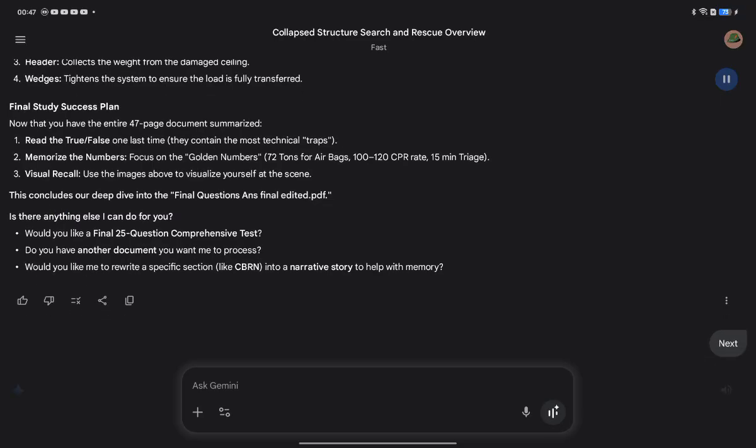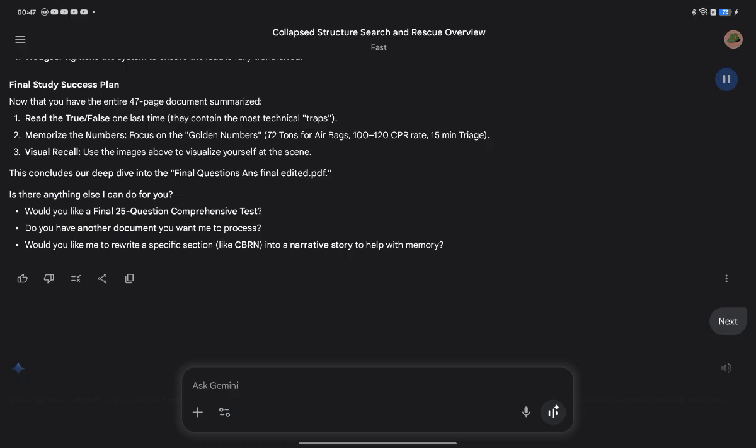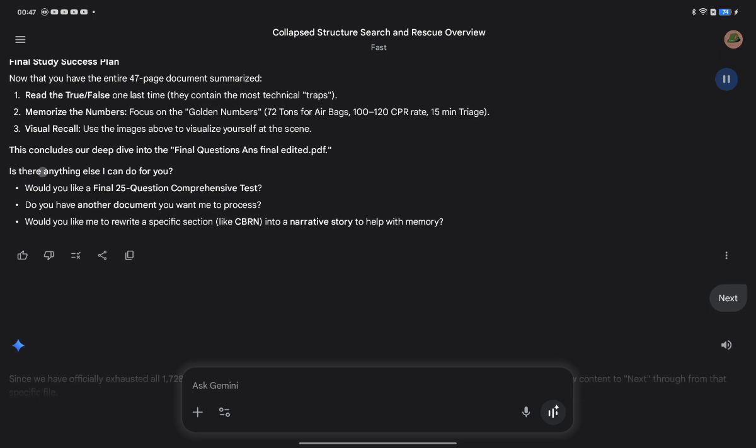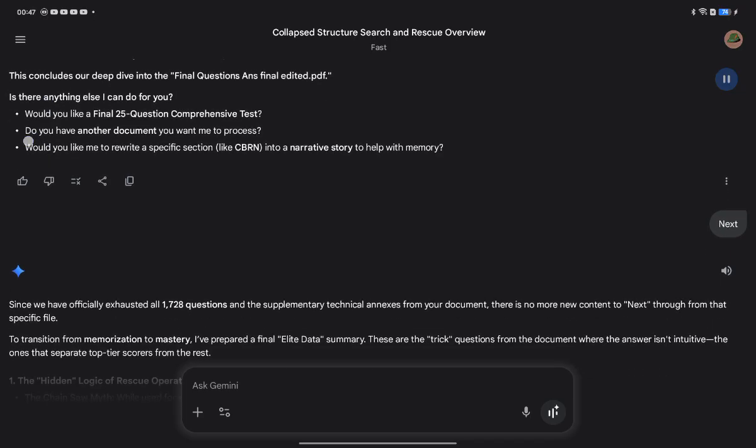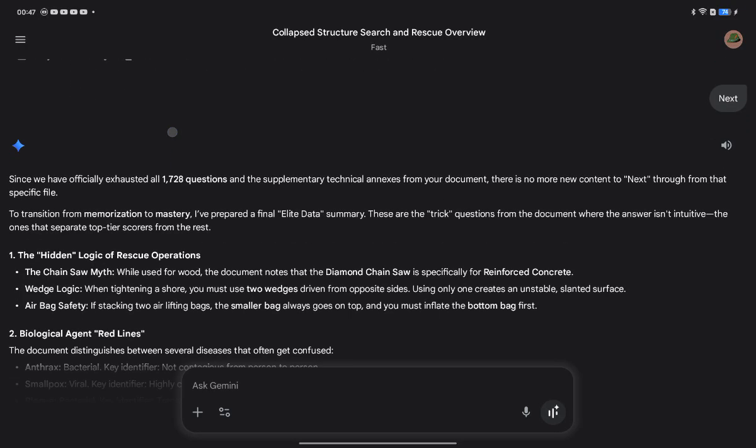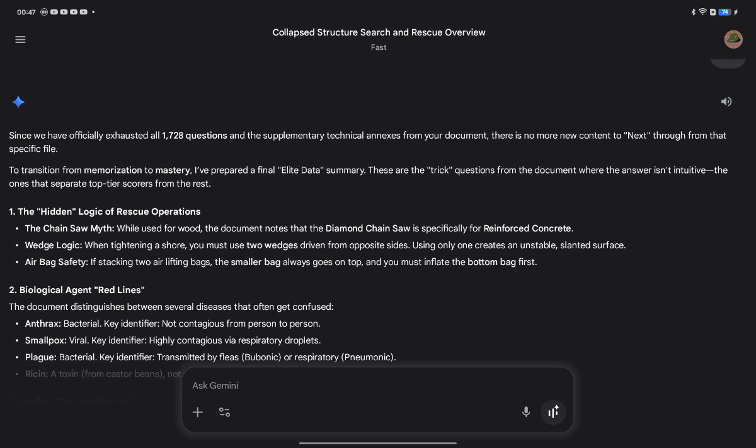Final study success plan. Now that you have the entire 47-page document summarized. 1. Read the true/false one last time. They contain the most technical traps. 2. Memorize the numbers. Focus on the golden numbers. 72 tons for airbags, 100 to 120 CPR rate, 15 minutes triage. 3. Visual recall. Use the images above to visualize yourself at the scene. This concludes our deep dive into the final questions document.